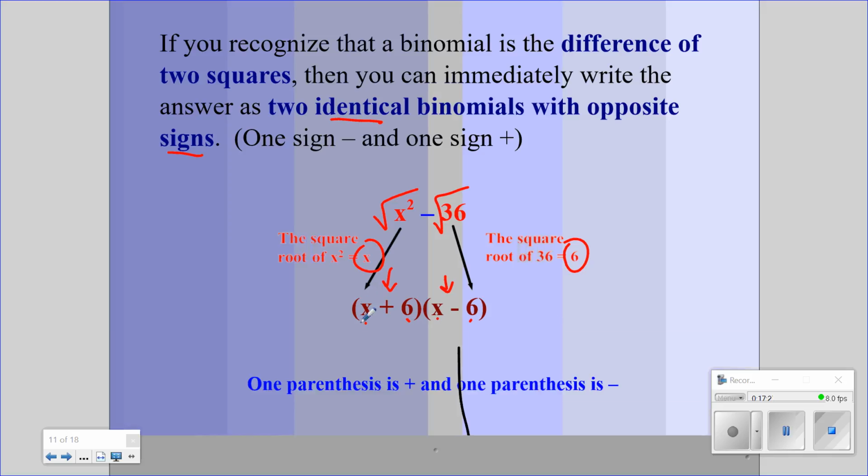If you wanted to check this back out, you could re-multiply just to confirm that it will in fact simplify. And these are negative and positive, they'll cancel out, and we do get back to x squared minus 36. So this is the factored out version of x squared minus 36.